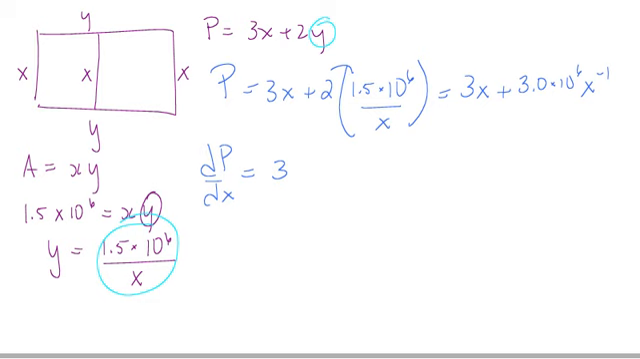So the derivative is 3 minus 3.0 times 10 to the, well, let me write that times a little bit more clearly so we don't confuse it with an x, times 10 to the 6th x to the negative 2, and now I'm going to rewrite this as a fraction. So it'll be 3x squared minus 3.0 times 10 to the 6th all over x squared.